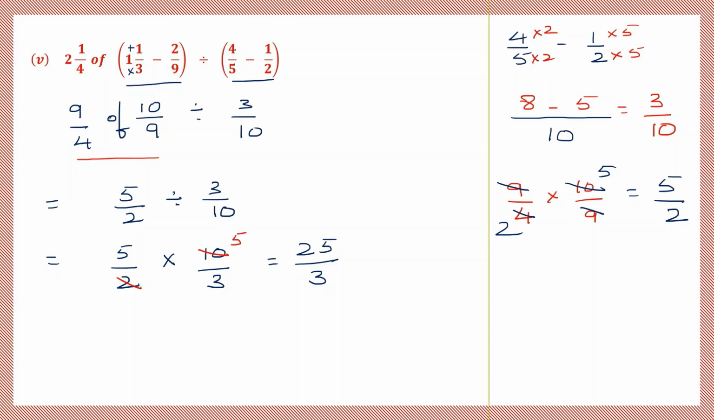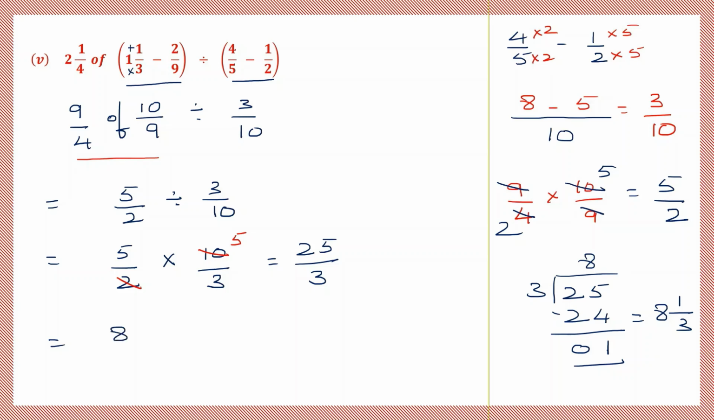This is an improper fraction. Let's convert it. So 25 divided by 3. 3 8s are 24, 25 minus 24 is 1. So we have 8 1 by 3. So that is our final answer. 8 1 by 3.